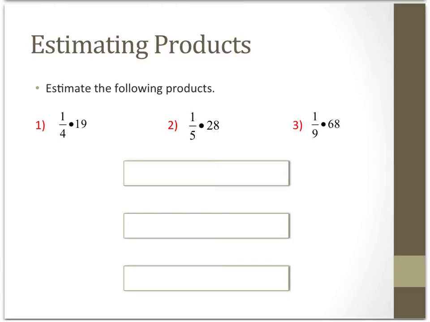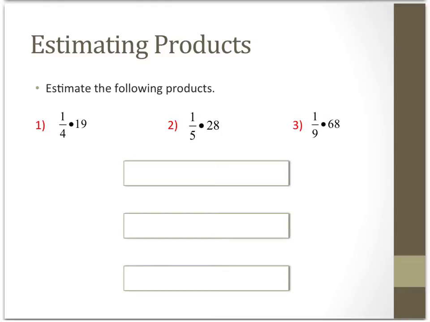So as I said at the beginning of this lesson, we're going to be working with estimating products. Sometimes we have numbers that don't quite work out as easily as the slide that we had before this one. Notice in my first example I have 1/4 times 19. And the second problem I have 1/5 times 28. And 1/9 times 68 is my last one.